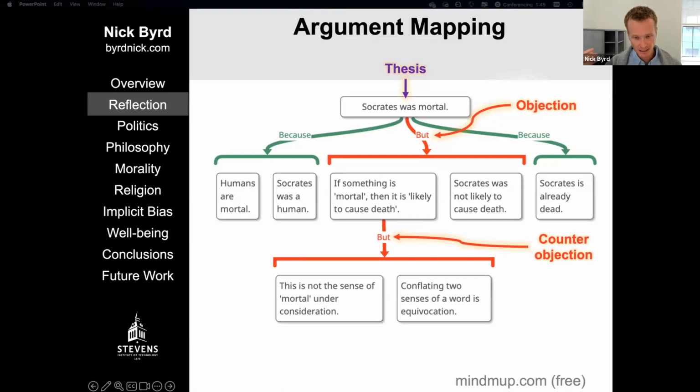When you look at the intended meaning of the word mortal, it seems that Socrates does satisfy that definition of mortal, and then it issues a warning about conflating two different senses of the word in order to come to a particular conclusion. When you conflate two different senses of a word, we call that equivocation. In logic, it's a standard fallacy. And so this is the counter-objection.